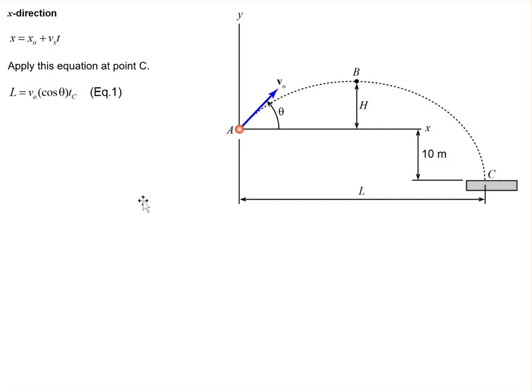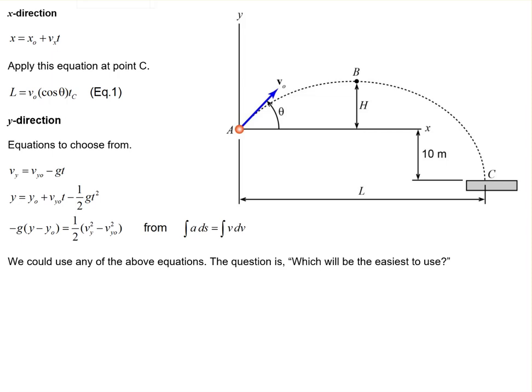All right, so in the X direction, we have this range equation, or the position in the X. Remember that the X velocity is constant. We're going to apply this equation at point C. So the distance at point C is L. The time it takes to get to point C is TC. And the X velocity is V naught cosine theta. All right, we can't solve for anything now, so we're going to label that equation 2 and go on to the Y direction.